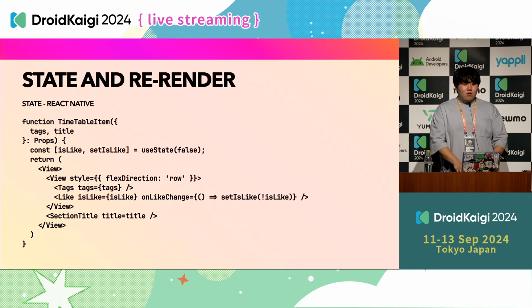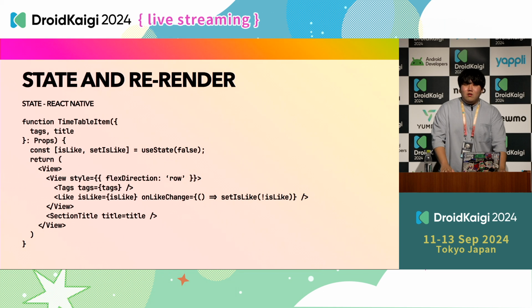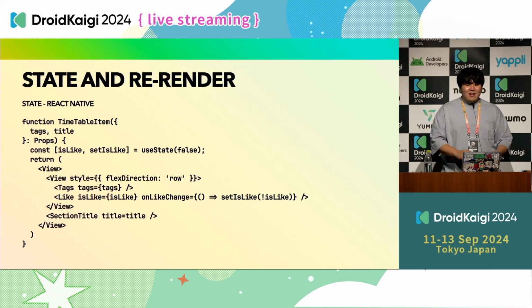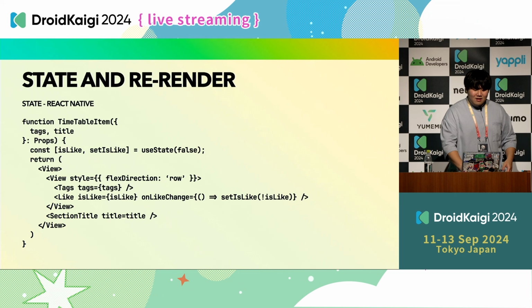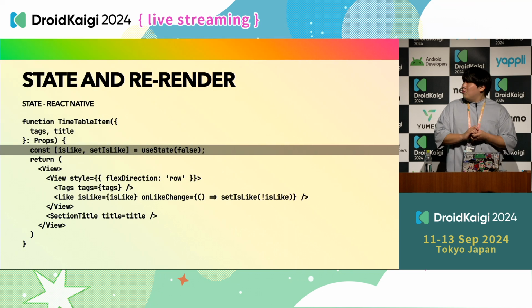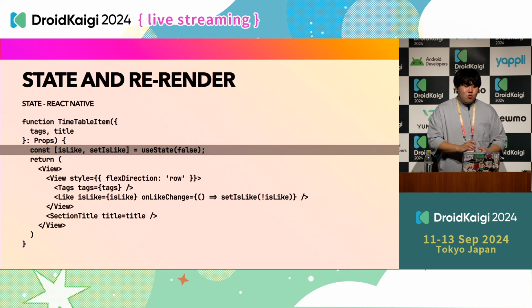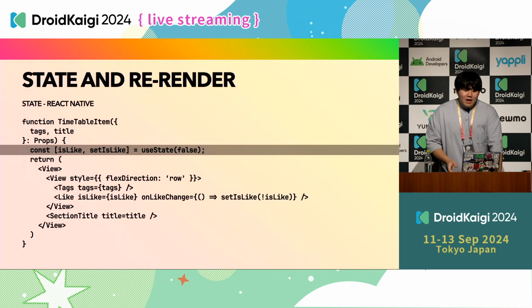And React also changes states in a similar way to Compose. Actually, it would be more accurate to say that Compose adopts the same method as React. In the React ecosystem, useState is used to create state variables that can change the screen. Just like in Compose, isLike is used as the value, and setIsLike serves as the handler to modify the value.